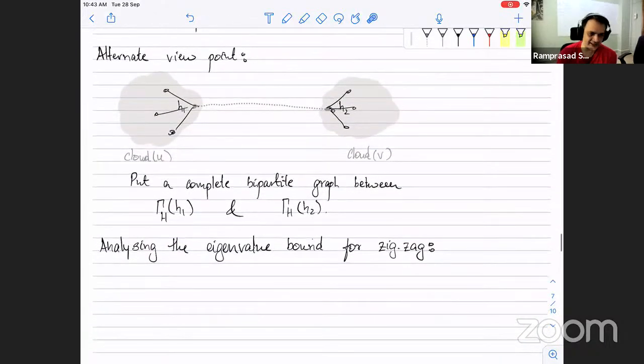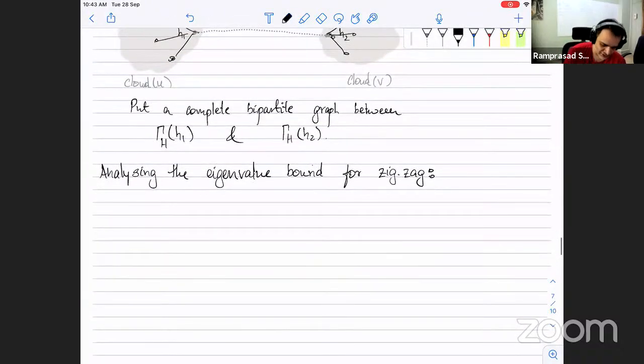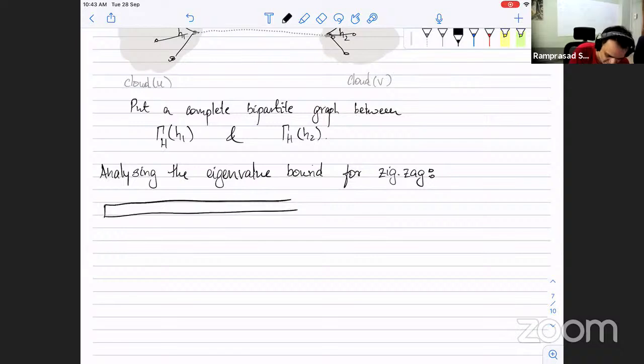Okay, so let's analyze the eigenvalue bound for the zigzag product. Let's have a mental picture so that we understand what happens to a probability vector, or any vector in general, if I took one step in the zigzag. Let's start with a vector x, and I'm going to break it up into blocks. This is one cloud, this is another cloud, this is another cloud, etc. These are all the clouds. So there are size of G1 many blocks, and each block is of length size of G2.